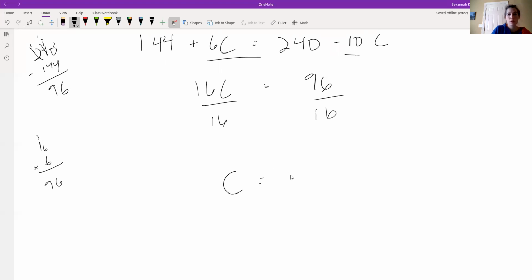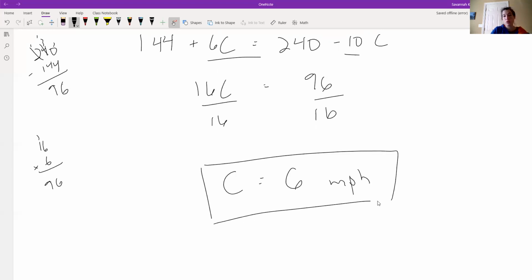Yeah. So this is going to be 6 miles per hour is what the current does. For better or for worse.